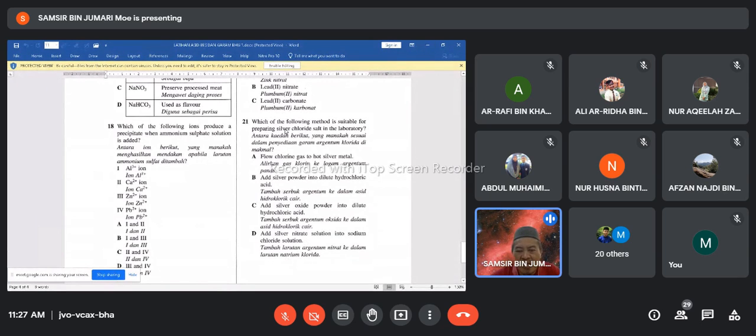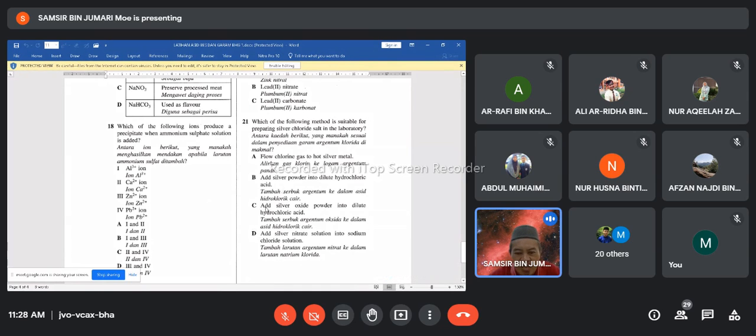Since we know that silver chloride salt is an insoluble salt, yes, it can only be prepared using soluble salt solutions. All of the reactants must be in solution. For example, silver nitrate and sodium chloride. Yes, very good.